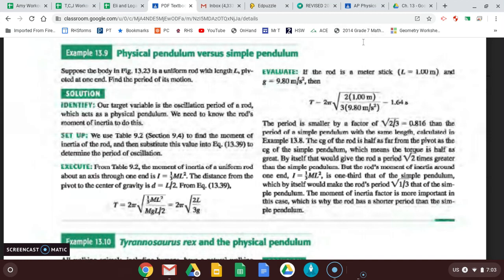All right, there's going to be a small problem set assigned on this, but this is the last thorough section we are going to cover in this chapter.